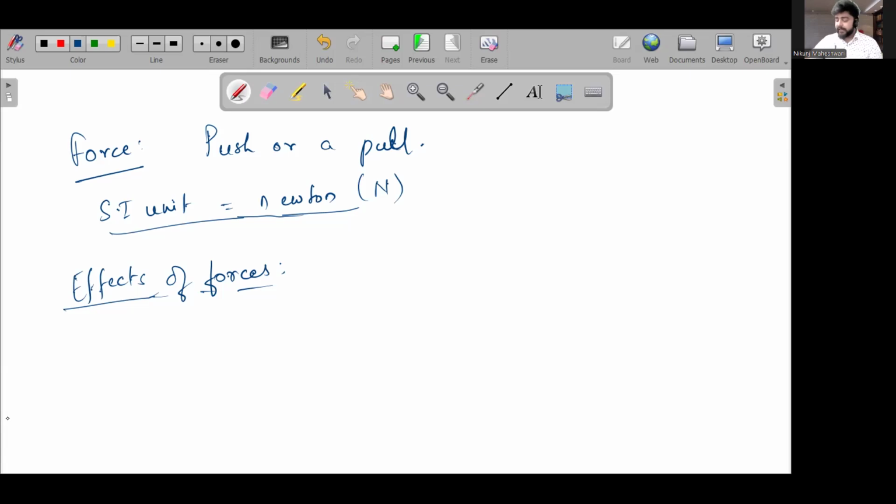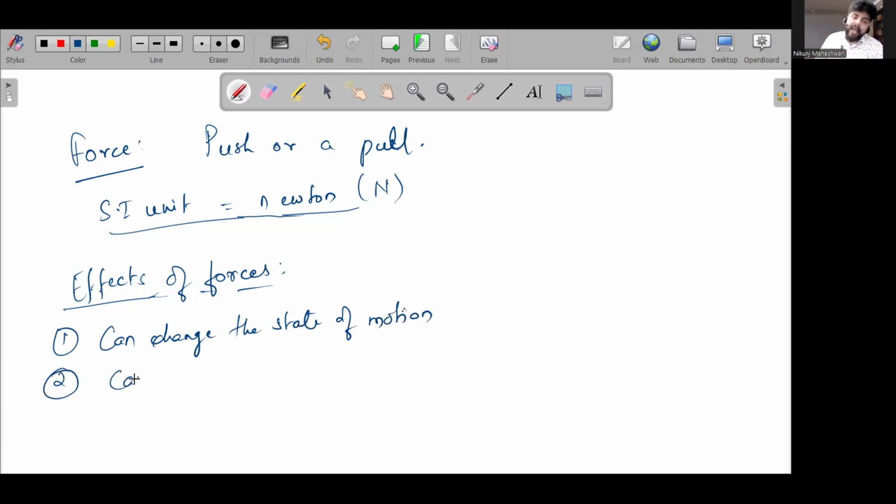All right, started getting responses. It could move the object. Very nice. It could change the shape of the object. Very nice. Very good. That means there are a total of 5 effects that the force can have, everyone. Please take a note of it. The first effect is force can change the state of motion of an object. It can change the state of motion of an object.